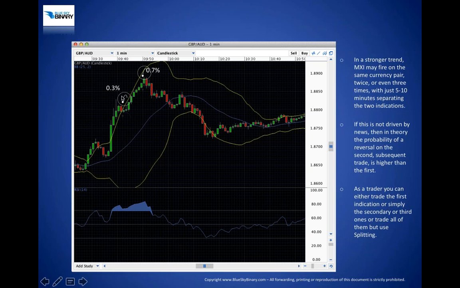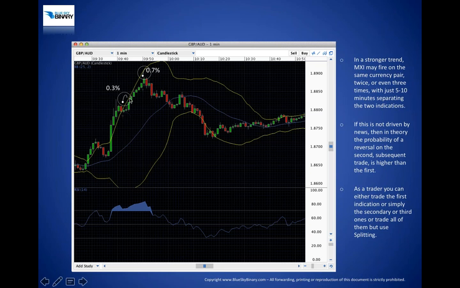So had you taken this trade as a short or a put, depending on your expiry, let's say you're taking a 5-minute expiry, then you would have probably lost that trade, right? However, had you taken at the second MXI, which fired on the same pair just a few minutes later, you would have probably won all expiries, right? So you have two options.